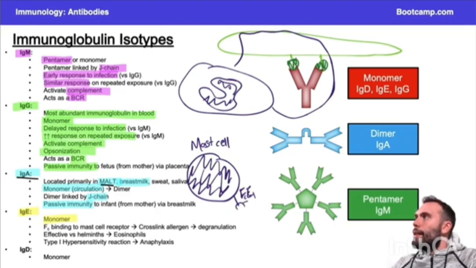And so what do we mean by that? Hold that thought on the mast cell and let me show you. Let's say that we have some patient that had been exposed to ragweed pollen or a bee sting or something like that, and initially they probably responded with IgM.